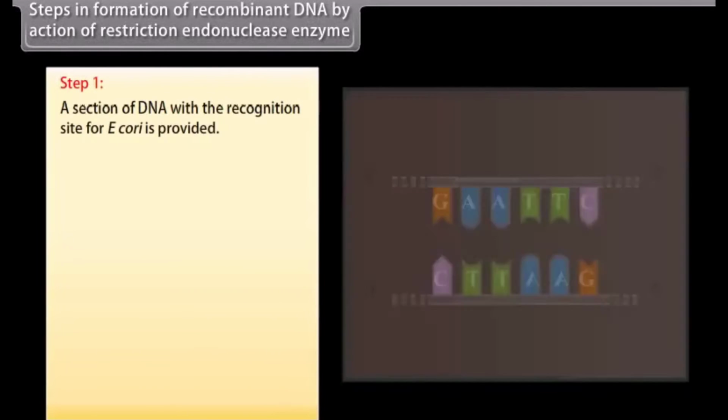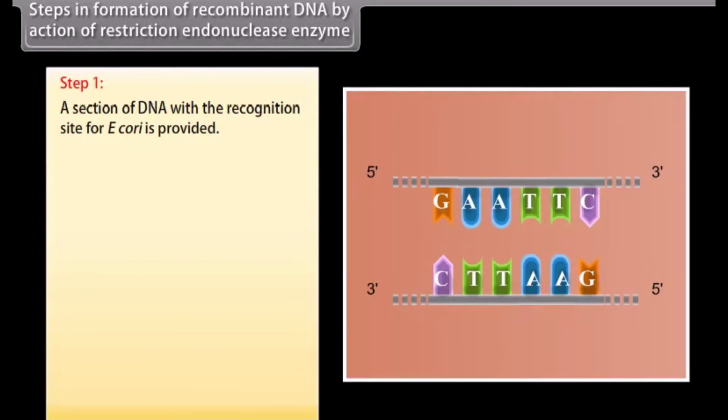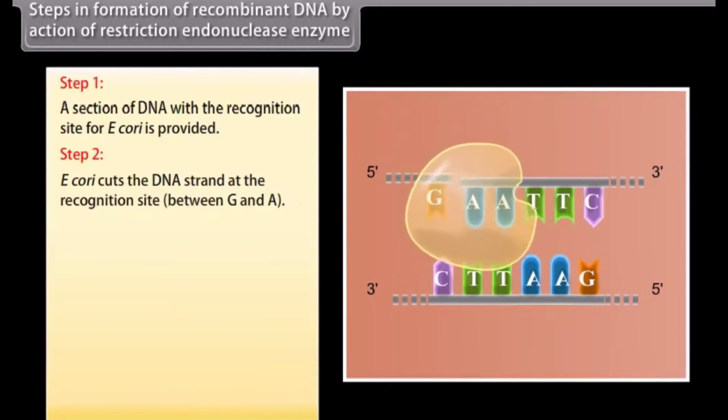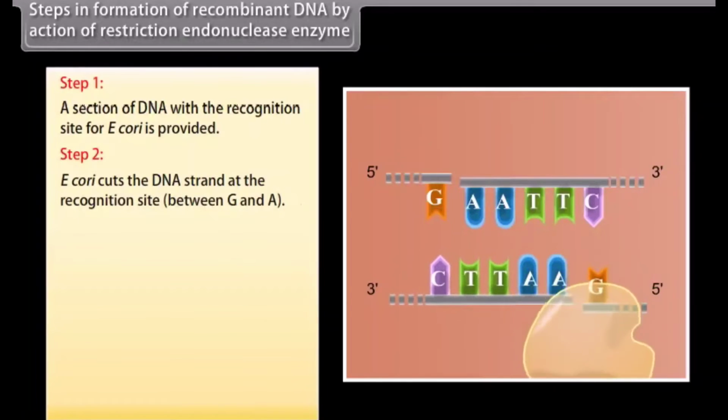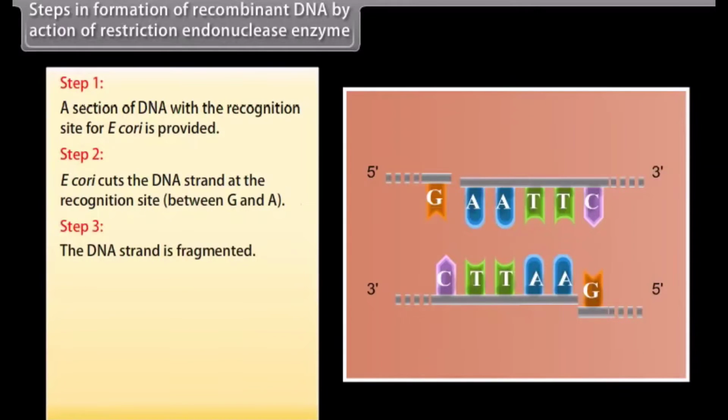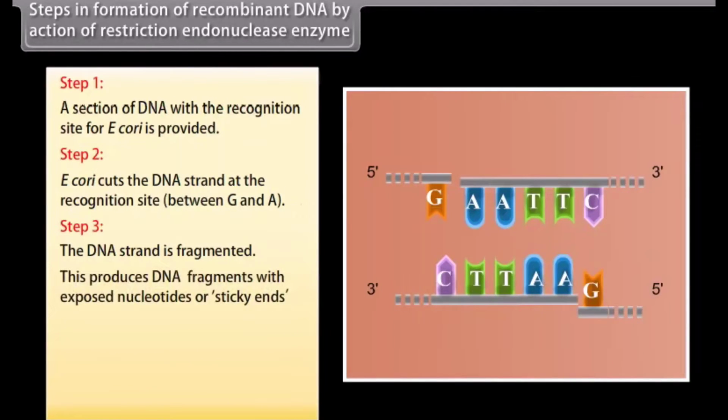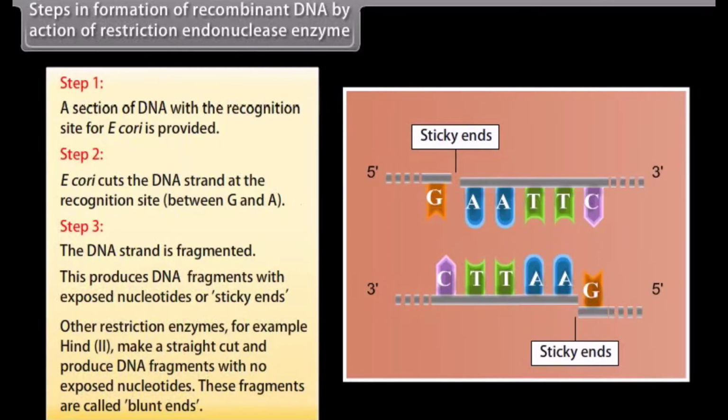Step 1. A section of DNA with a recognition site for E. coli is provided below. Step 2. E. coli cuts the DNA strand at the recognition site between G and A. Step 3. The DNA strand is fragmented. This produces DNA fragments with exposed nucleotides or sticky ends. Other restriction enzymes, for example Hind2, make a straight cut and produce DNA fragments with no exposed nucleotides. These fragments are called blunt ends.